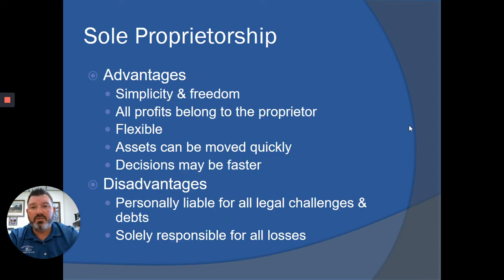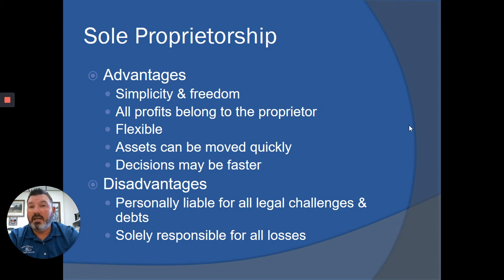Again, the advantages of a sole proprietorship are that it's simple and you have tons of freedom. You can do whatever you want. You get all of the profits. It's very flexible. You can move assets anytime you like, so you don't have to really consult anyone. You can make decisions as you see fit as a sole proprietor.